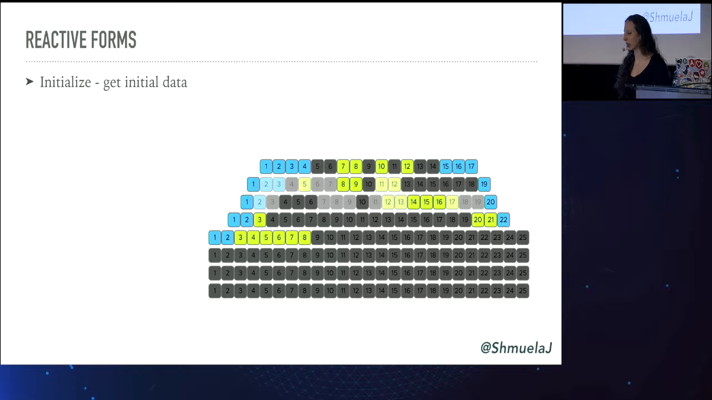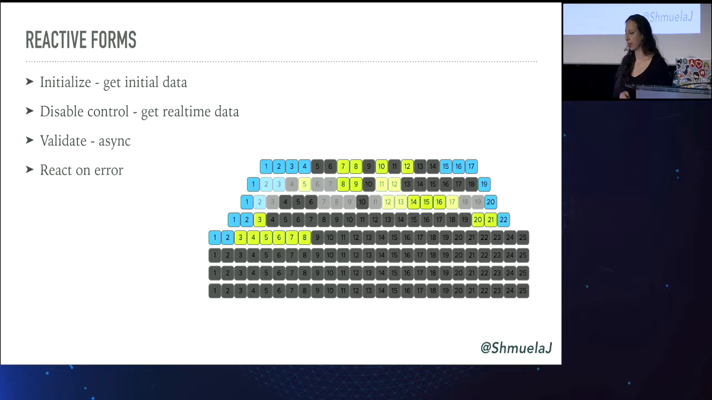All right, so let's go back to our use case, and let's see where we're going to use reactive programming here. So first thing, we need to initialize the form, and we'll get initial data, and that's already an observable. Then we get the real-time data and disable the controls of the seats themselves. When we validate, we use async validators. There's also an observable there. And when we have the error, then we want to react to it, so we'll also use observables there. And also, we count how many seats the user has selected, and again, observables.